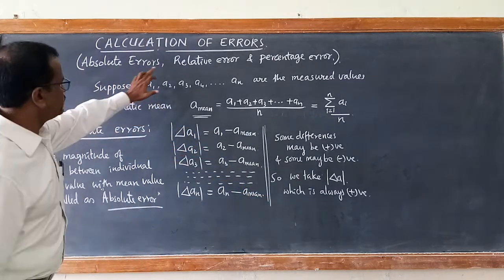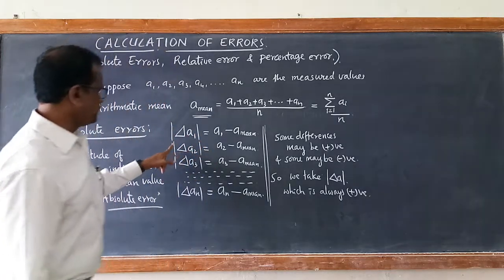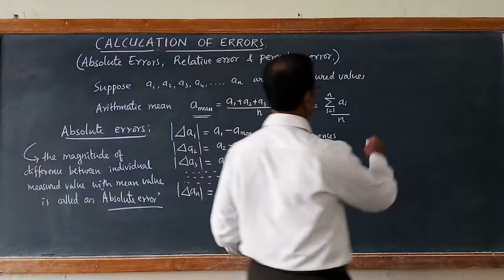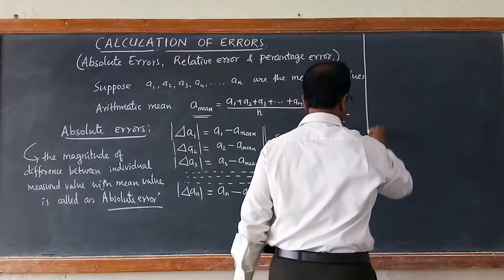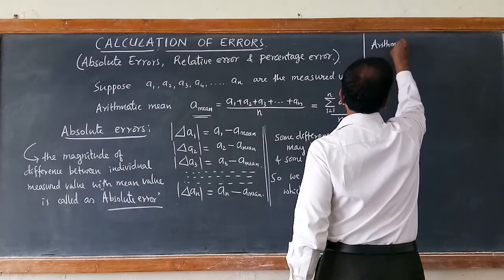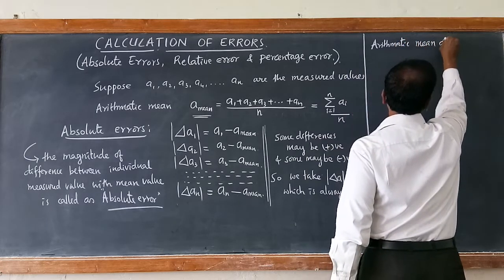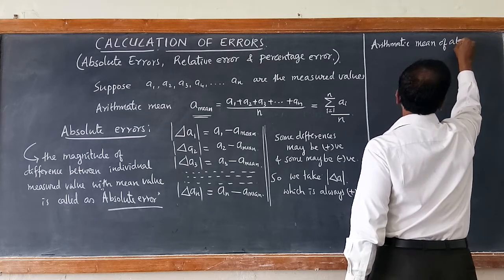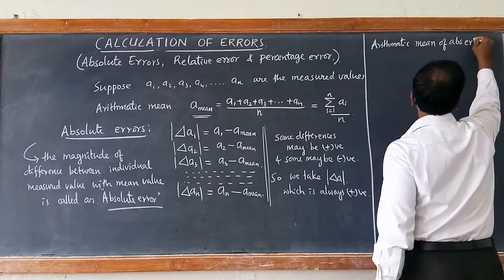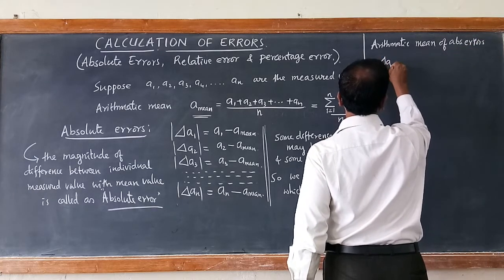Next we are going to calculate relative error. To calculate relative error, we calculate the arithmetic mean of all these absolute errors. So the arithmetic mean of absolute errors, I will denote it as delta A mean.